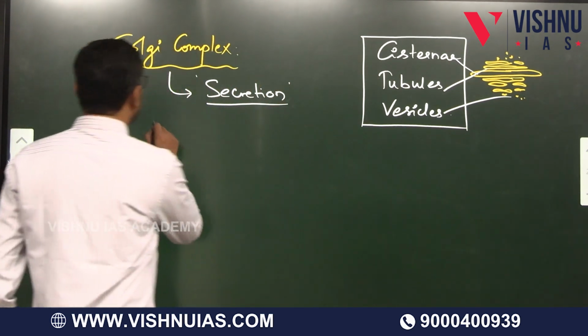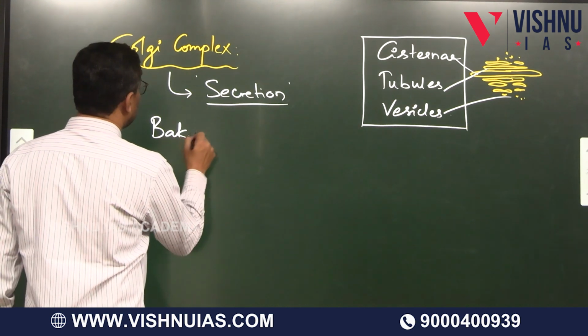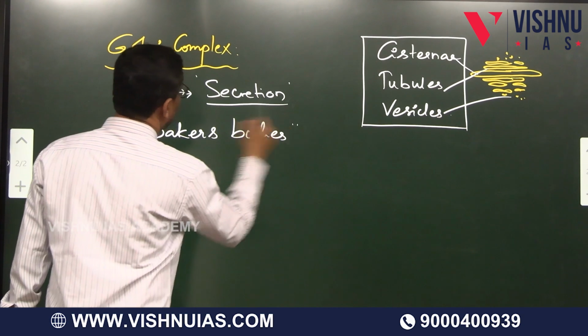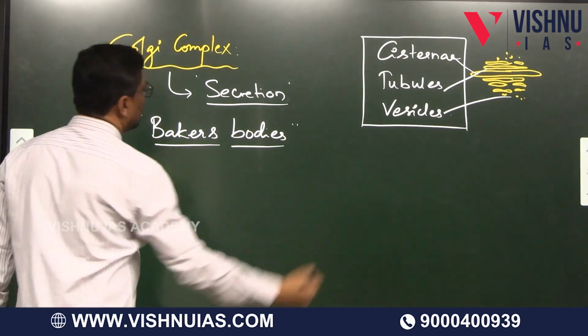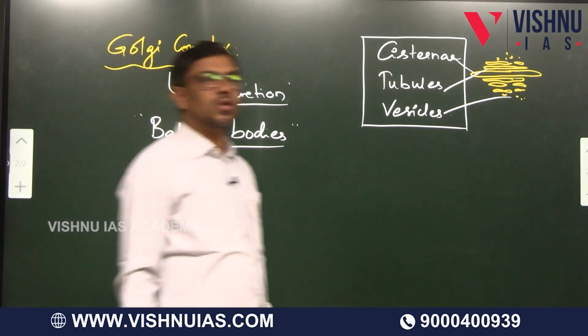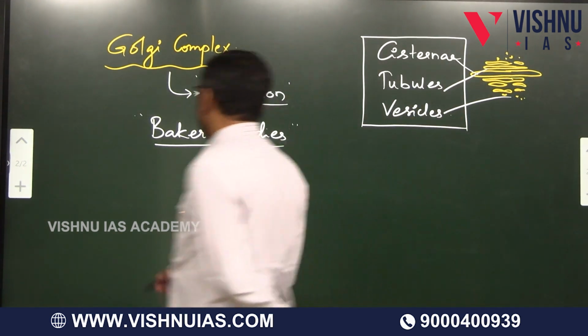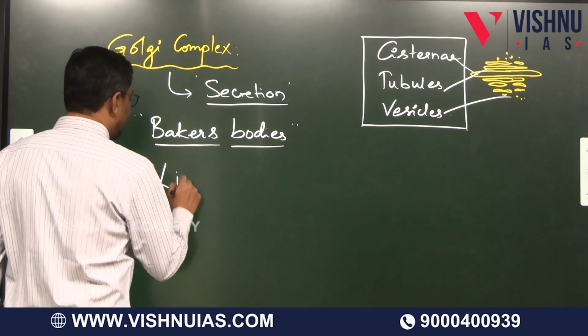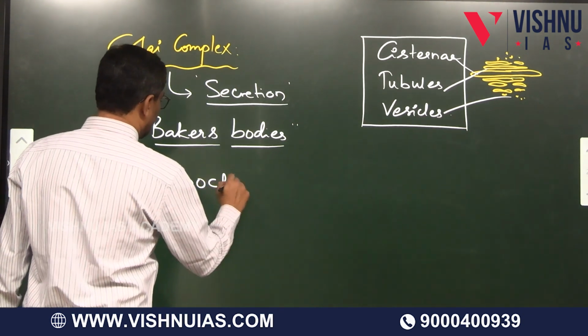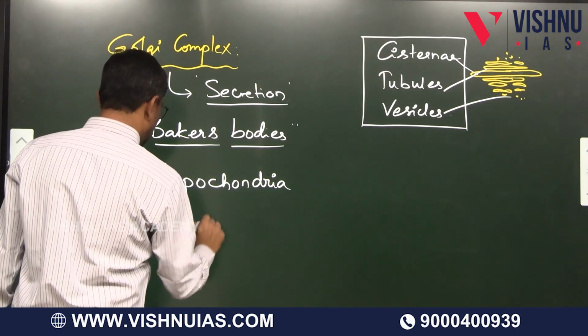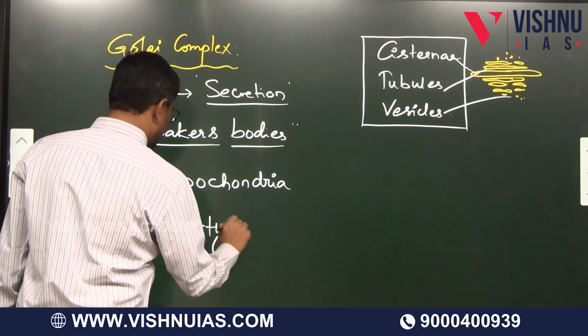The Golgi complex is also called Baker's bodies. Just to remember this terminology, Baker's bodies. Golgi complex is otherwise called Baker's bodies. The other names of this Golgi complex are lipochondria and dictyosomes.